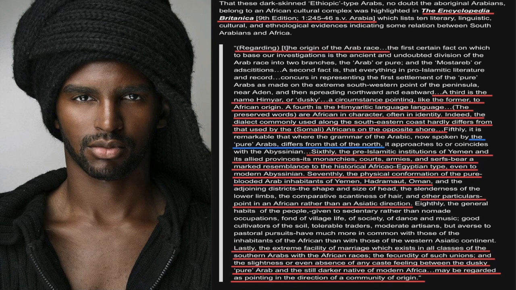Lastly, the extreme fertility of marriage which exists in all classes of the southern Arabians with the African race, the abundance of such unions and the slightness or even absence of any caste feeling between the dusky, pure Arab and the still darker native of modern Africa may be regarded as pointing in the direction of a community of origin. So basically they're saying that it would seem like Arabians have an African phenotype in them.